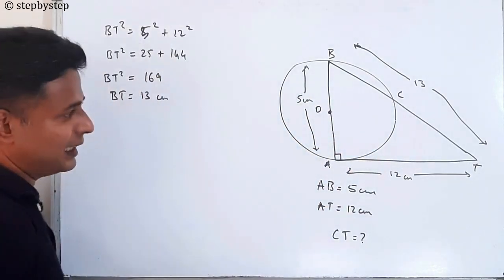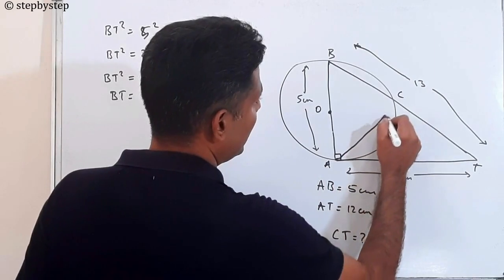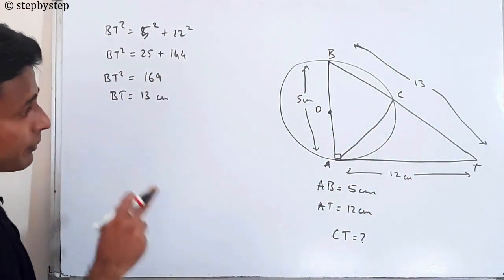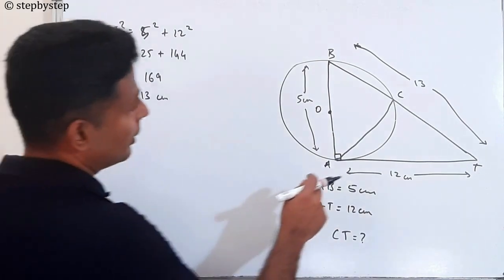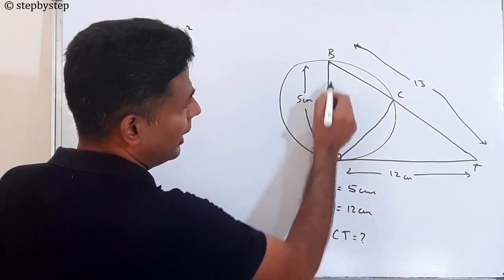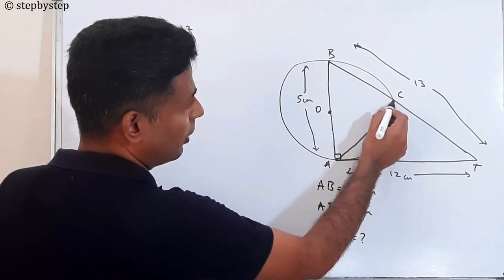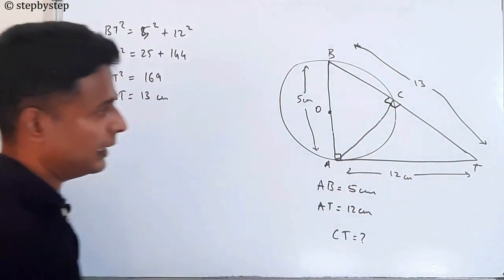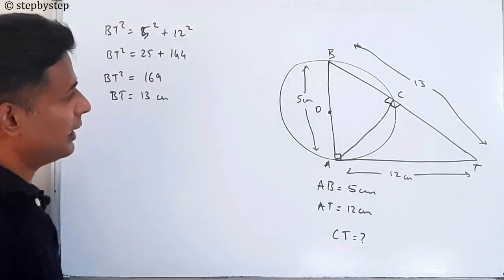Now they have asked us to find CT. Let us join A to C. Alright. Now we have joined A to C. What do we get? AB is diameter. AB is diameter making an angle on circle, which means this is 90 degree, which means this is also 90 degree since it's a straight line.